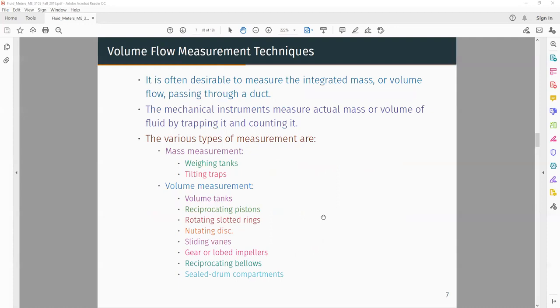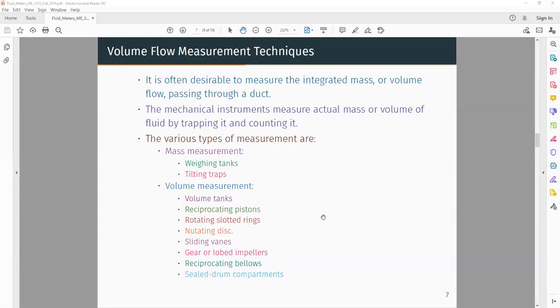Now, the volume measurement techniques are there. We need to measure the volume, that is the integrated mass or volume that is passing through a duct. It's very important if you try to serve fixed volumes in a system, for example in a cola can industry, a 500 milliliter bottle should have 500 milliliters of liquid in it. A 250 milliliter bottle should have 250 milliliters of liquid in it, so the volume is important there.